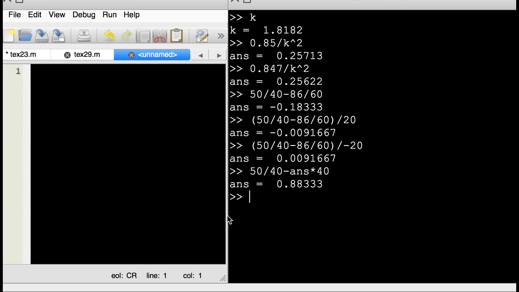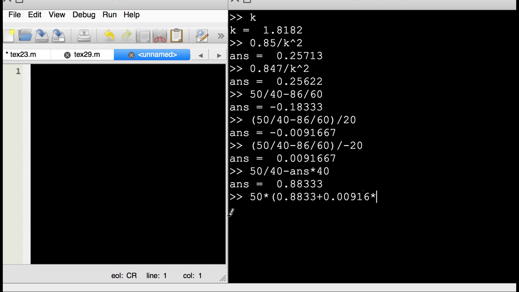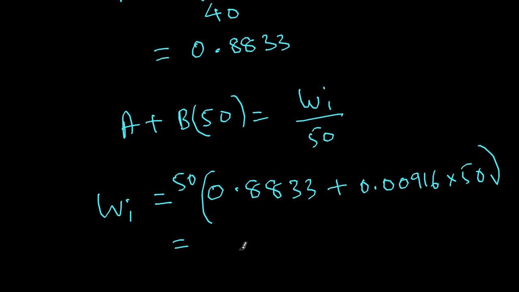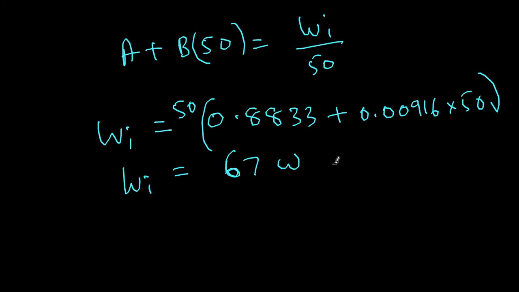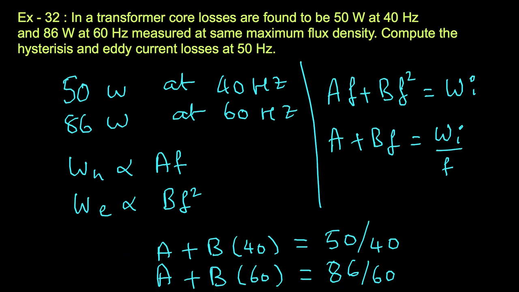So let me do that. So 50 multiplied by 0.8833 plus 0.00916 into 50. So when I do this, I'm getting 67 watts. So this is the final answer, 67 watts. So at 50 hertz I'm able to separate and then I'm able to find it. So this is another short problem. So let's do some more problems.